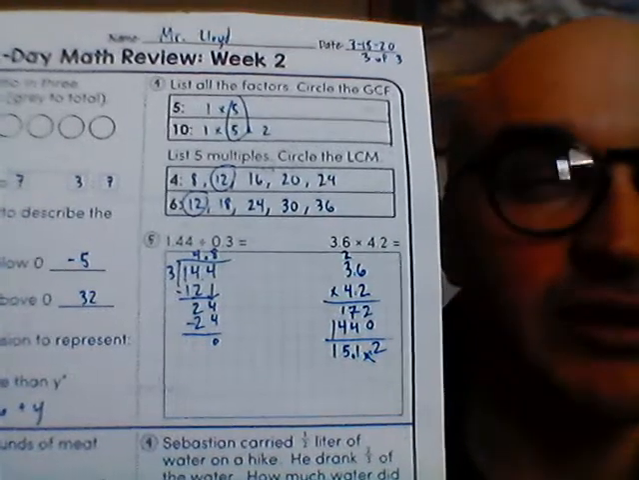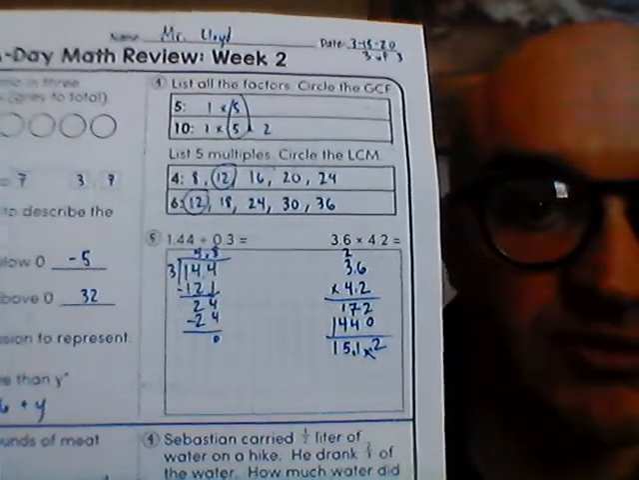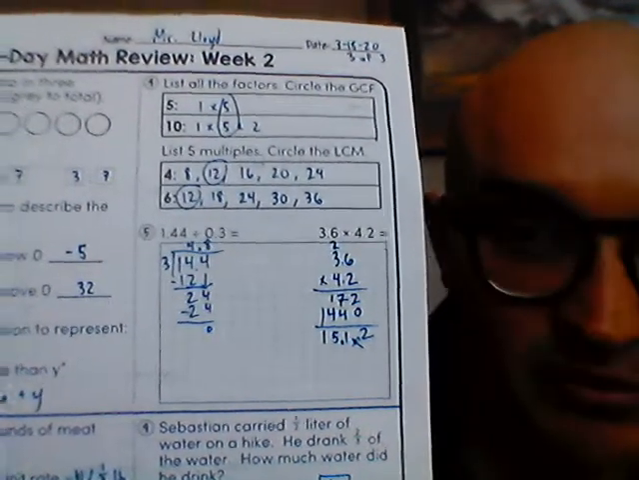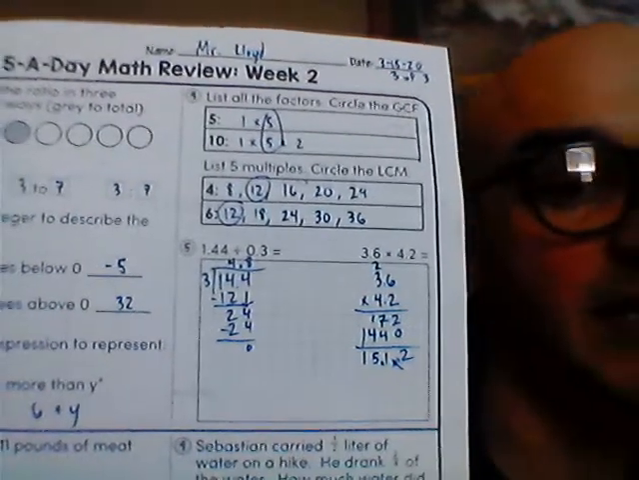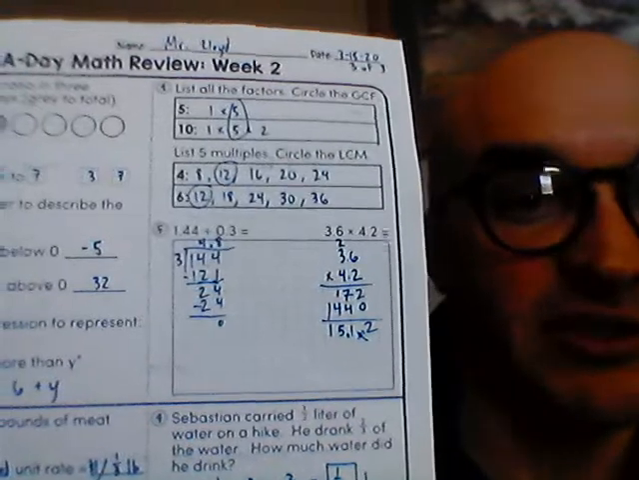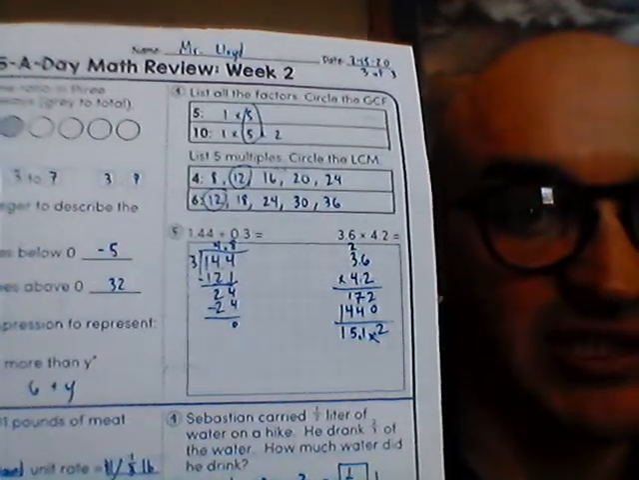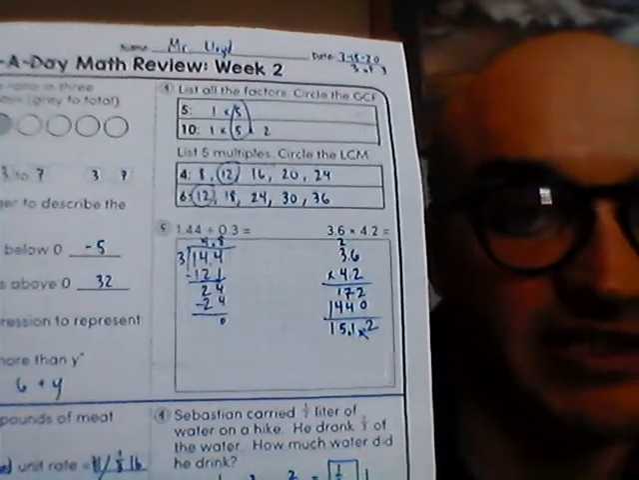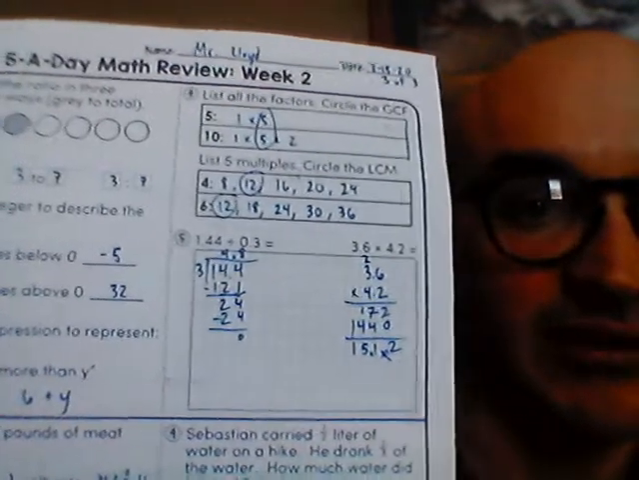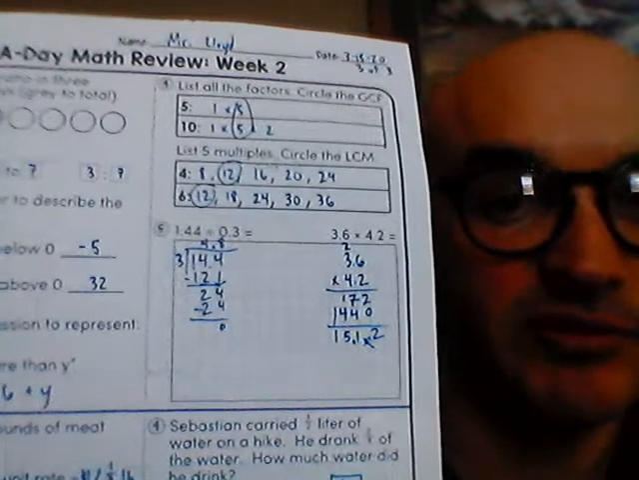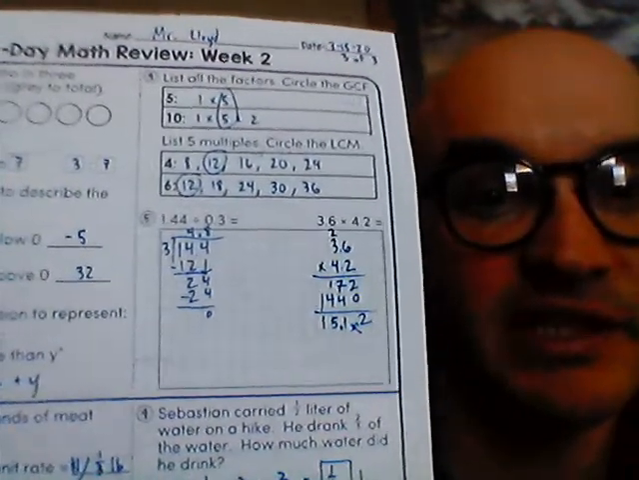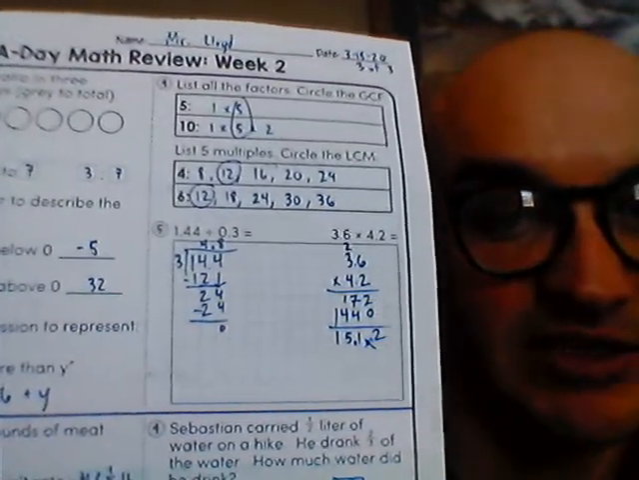Remember, multiples are, we multiply 4 times 1, times 2, times 3, and we list 8, 12, 16, 20, 24. We do the same thing with 6, so we just do 6 times 2, 6 times 3, 6 times 4, 5, and 6 times 6. And there are 5 multiples. We circle LCM, remember, as least common multiple, so the lowest number that they have in common. In this case, it is 12.